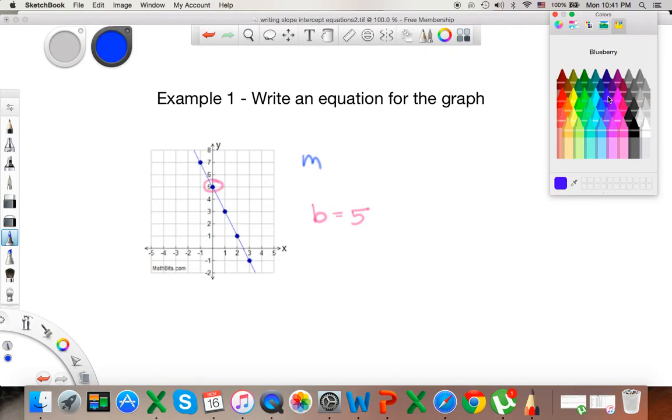For the slope, I need to take a closer look. So what I'm going to do is draw in my slope triangle. I go down by 2 and over by 1. So my slope is going to be, I can see it's a negative line, -2 over 1, which simply equals -2. So then I just look at my slope-intercept equation, y equals mx plus b.